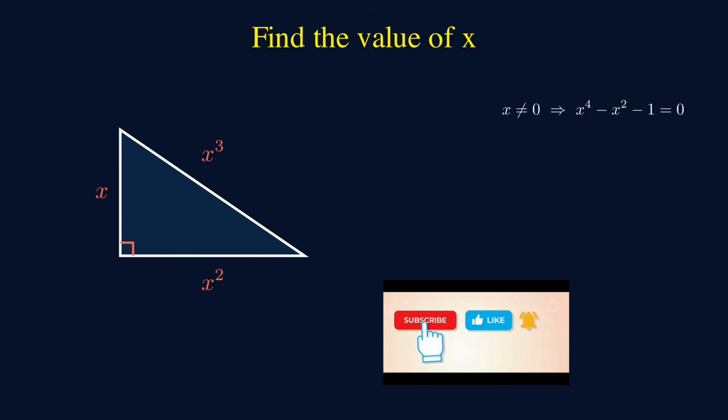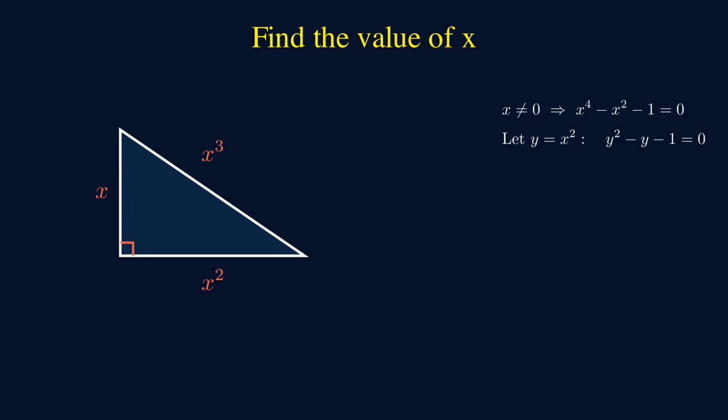To make this easier, let's do a simple substitution. Let y equal x squared, then this expression becomes y squared minus y minus 1 equals 0. Now we just solve this quadratic. Using the quadratic formula, we get y equals 1 plus or minus the square root of 5, all over 2.